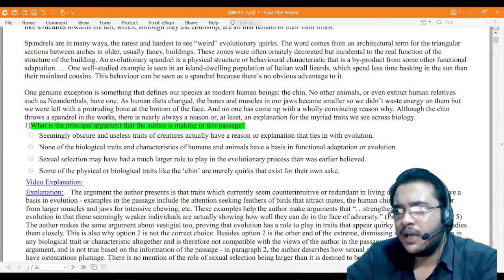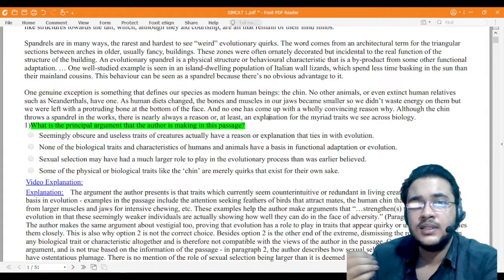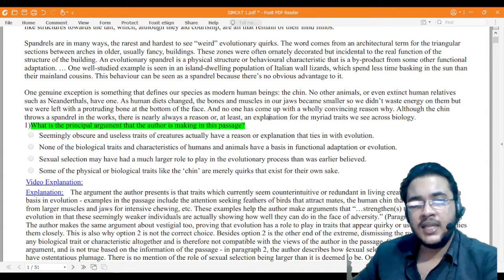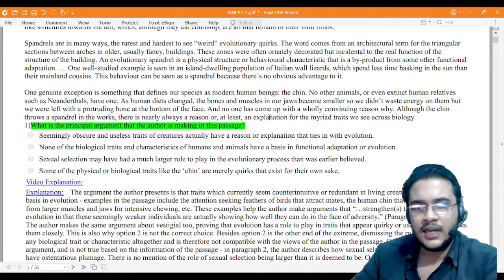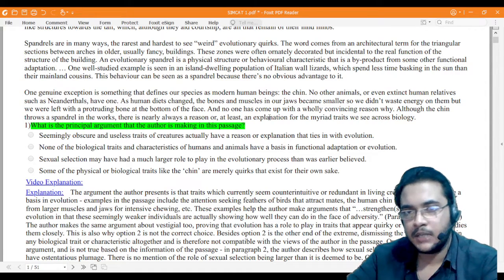What is the principal argument that the author is making in the passage? Principal argument is something that is related to the main idea or the central idea. So you have to really understand, this is not a direct question, this is an infer type question.